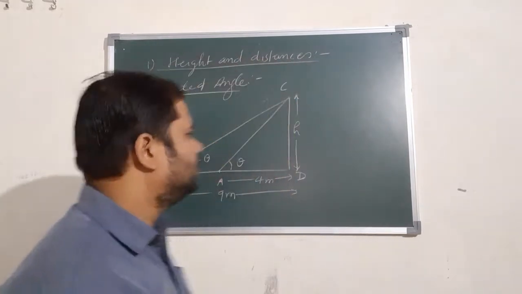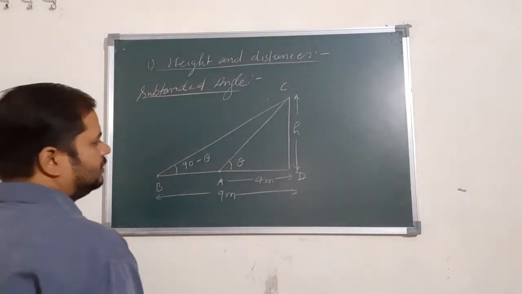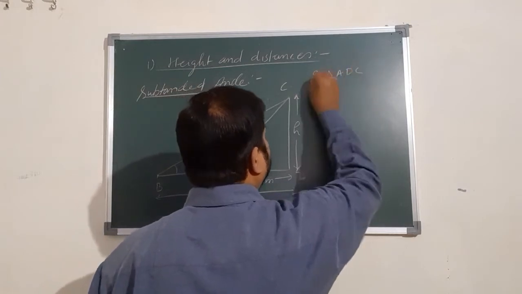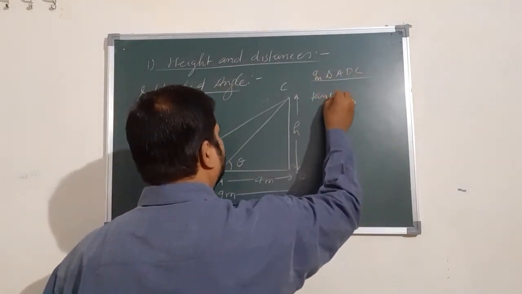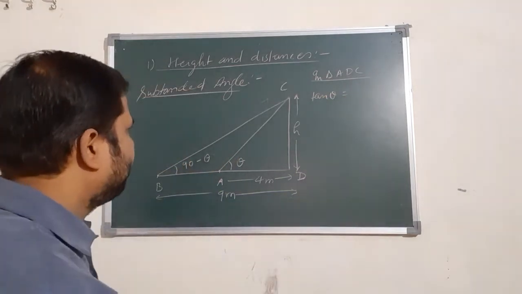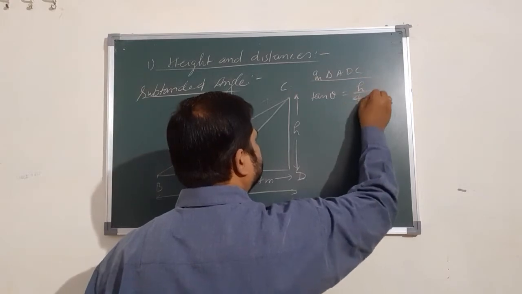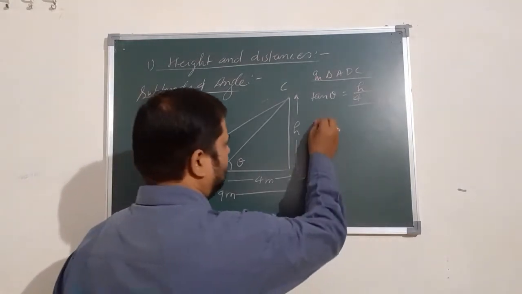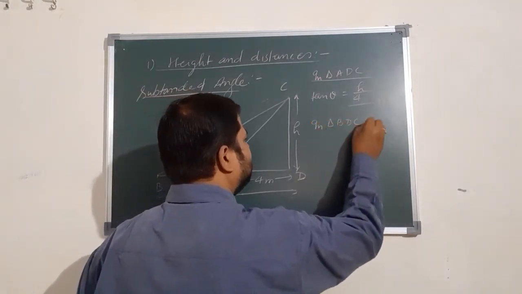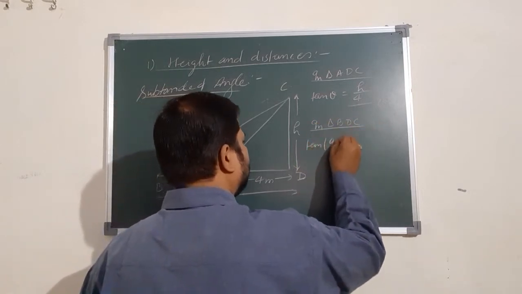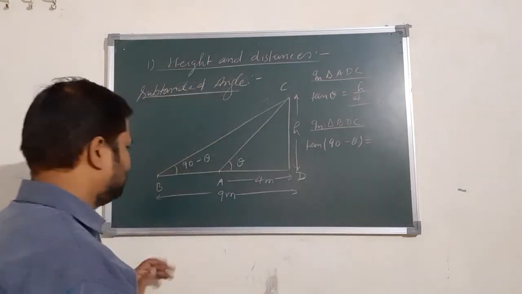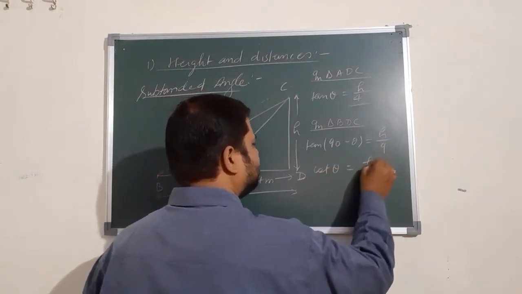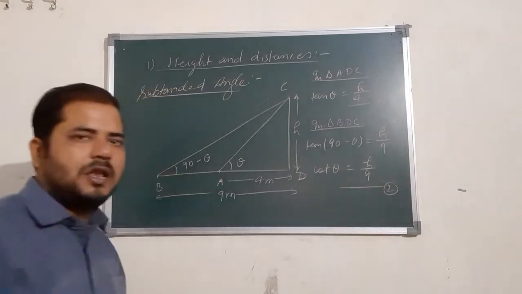Okay, so see, first of all, in triangle ADC, we have tan theta is equals to H by 4. Simply you write H by 4. This is equation number 1. And again, in triangle BDC, we have tan of 90 minus theta is equals to H by 9. So this is nothing but cot theta. This is H by 9. Equation number 2. We need to find the value of H.